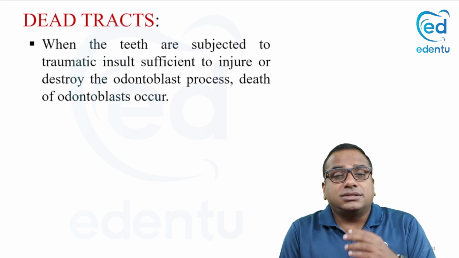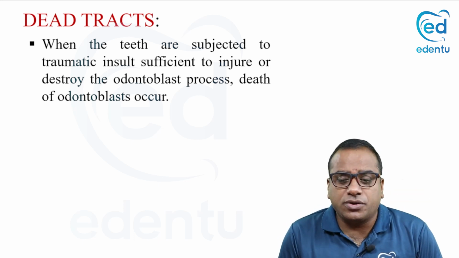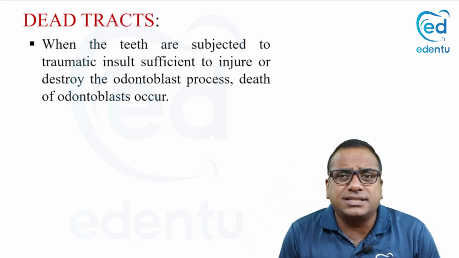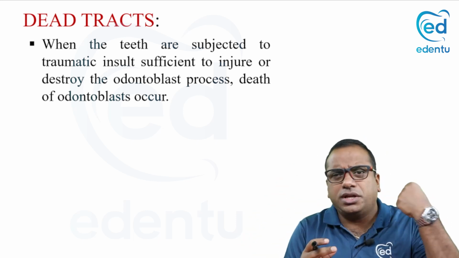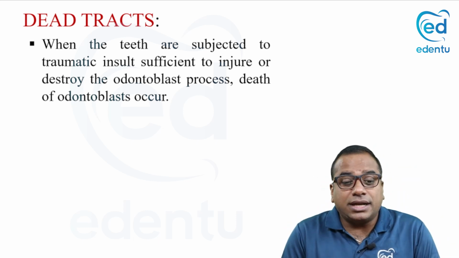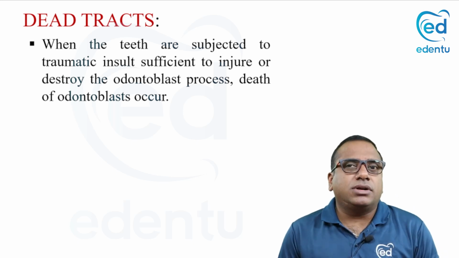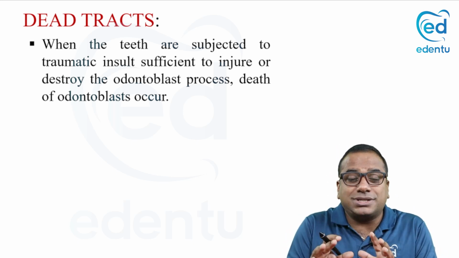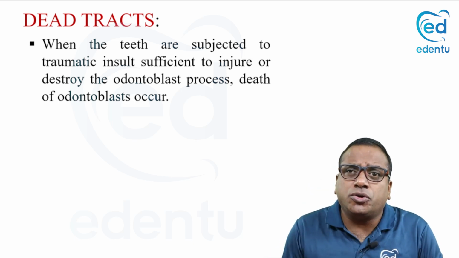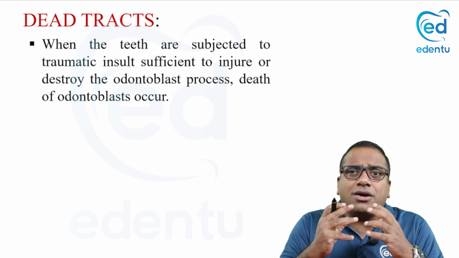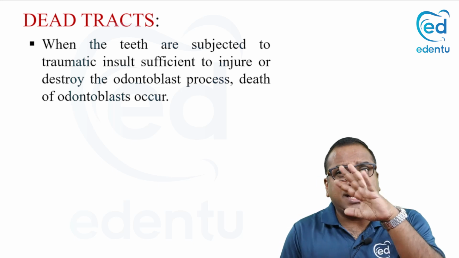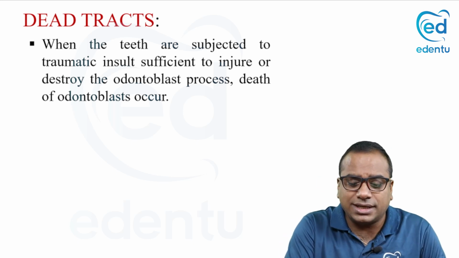Next one is dead tracts. This is a short answer for you also. When any tooth is subjected to traumatic insult, a lot of pressure, biting force, or some injury, some blow, anything, what happens? The odontoblast cannot handle this. So the death of the odontoblast process will take place. It is not necessary that all the odontoblasts will die, but some or many of them may die. An injury happens and the odontoblastic processes die.